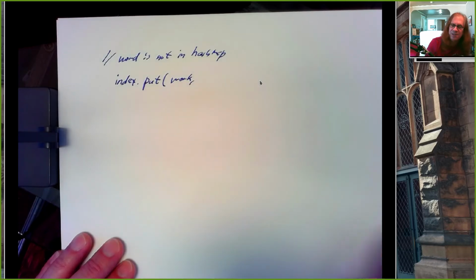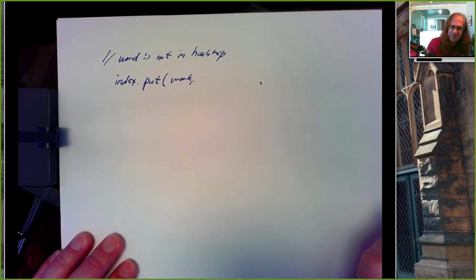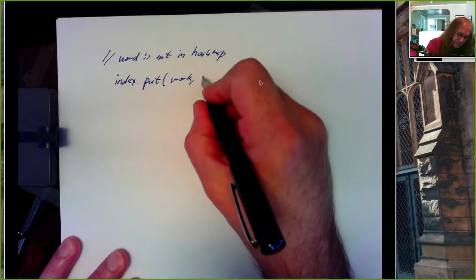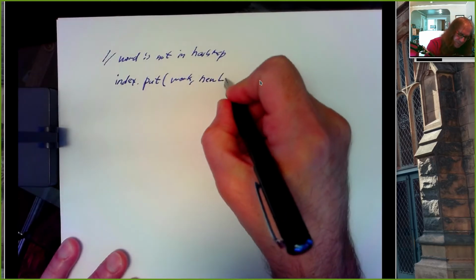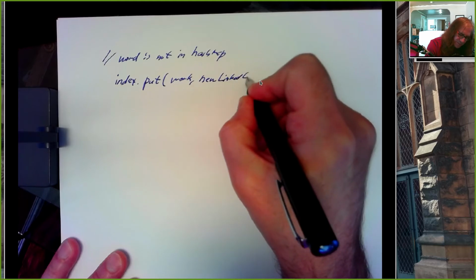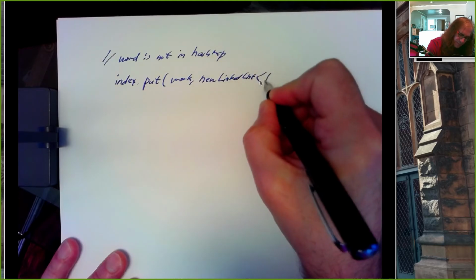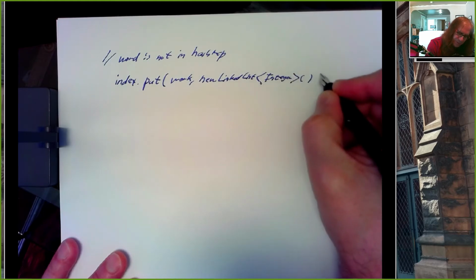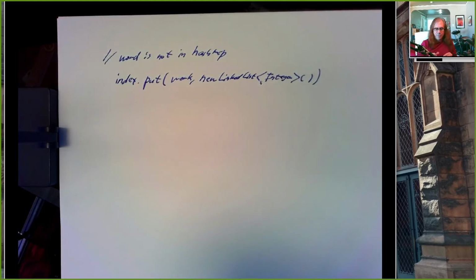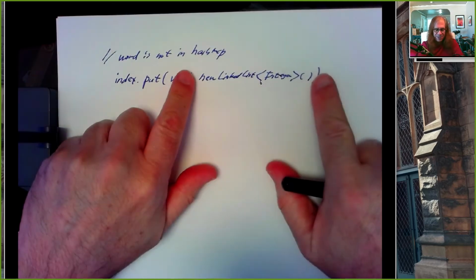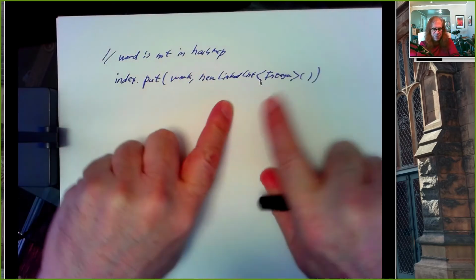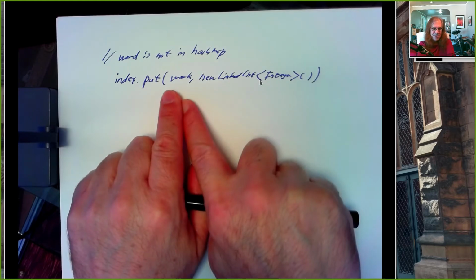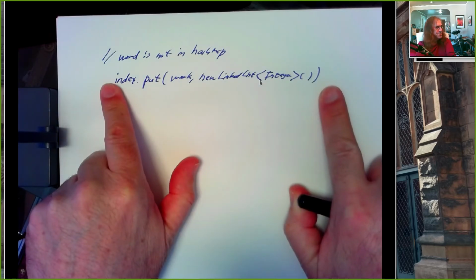We use a key value of word, and then the data value that we're going to associate with that can just be new linked list, angle bracket Integer, parens. So that makes a linked list of integers and uses that as the value associated with this key, puts that pair into the index.